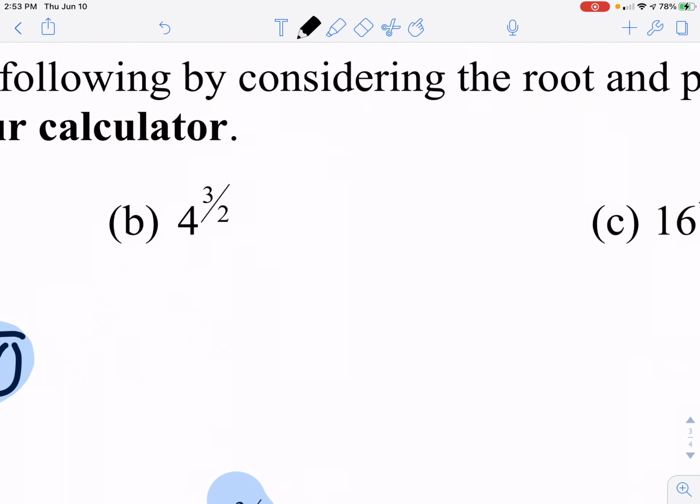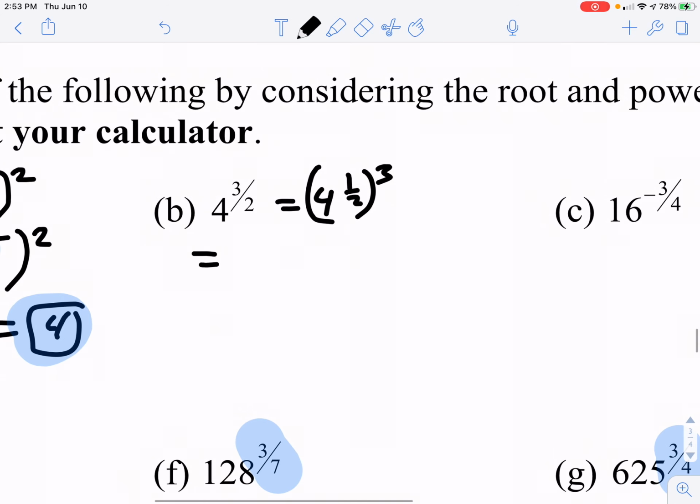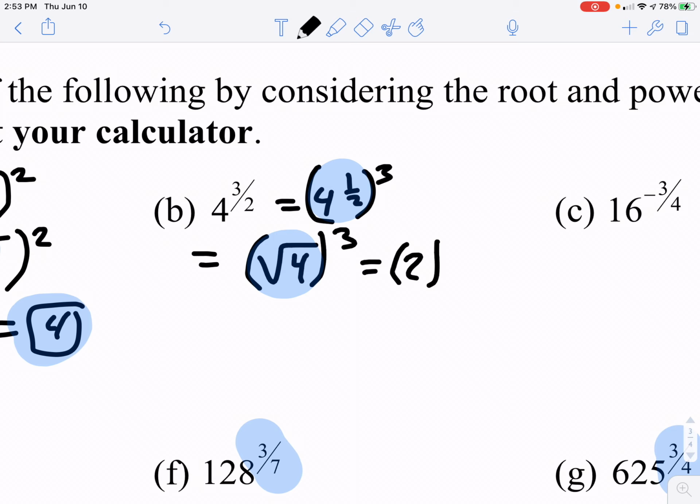So what I can do is I can break this into 4 to the 1/2 power, because I see a half there, raised to the power of 3. Because remember, 3 times 1/2 is 3/2. Well, that's the same thing as the square root of 4 raised to the 3 power. Notice all I'm doing is changing that. Well, square root of 4 is 2 raised to the third power, which would be 8.